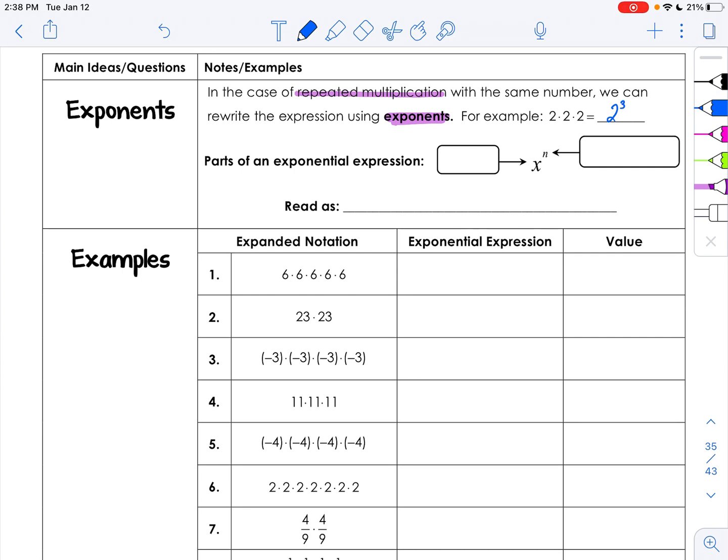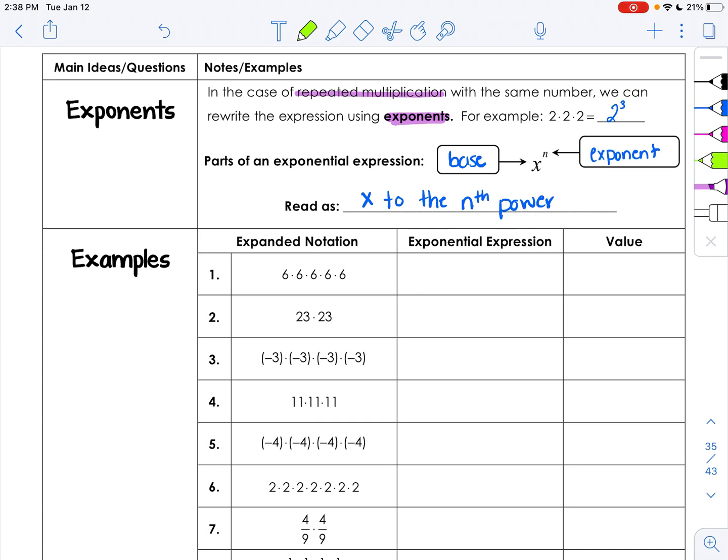Parts of an exponential expression are the base, which is what we consider the big number, and the exponent, which is the smaller number in the top right-hand corner. And when we read an exponent, we read this particular example as x to the nth power. So my example above would be read 2 to the third power.